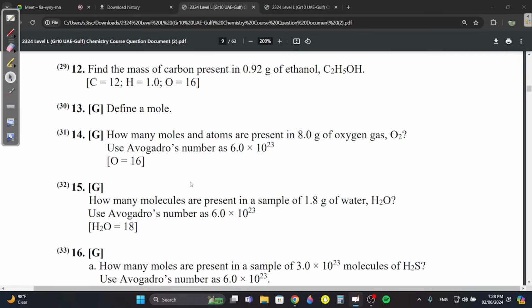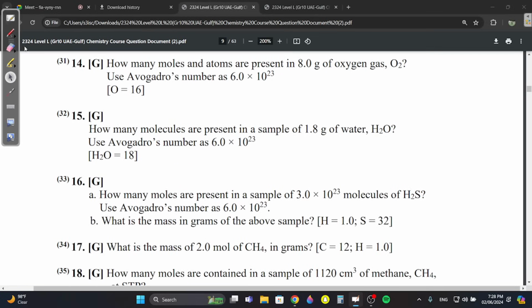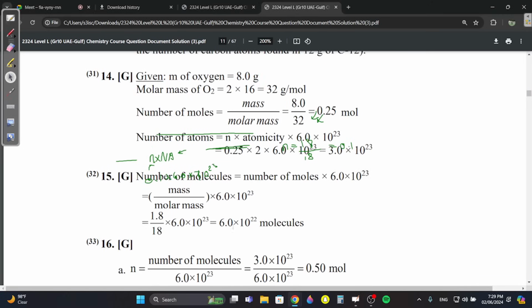Question 15, practically the same thing. How many molecules are present in a sample of 1.8 grams of water? Use Na as 6.0 times 10 to the power of 23. Molecules is n times Na, so first we need the moles. n equals m over M, so 1.8 grams over the molar mass 18, and you get 0.1. So n times Na is 0.1 times 6.0 times 10 to the power of 23, which is 6.0 times 10 to the power of 22.